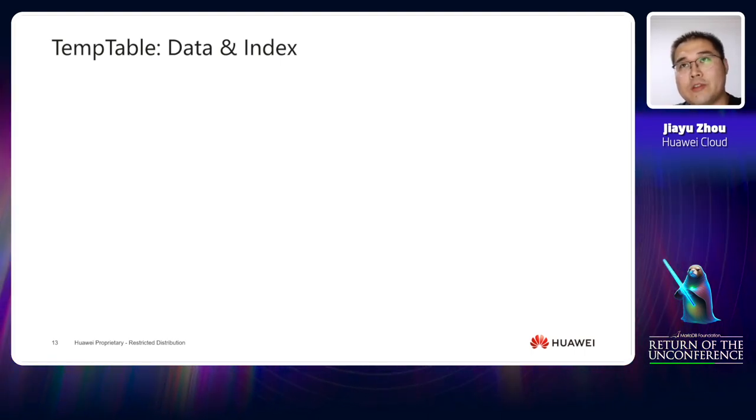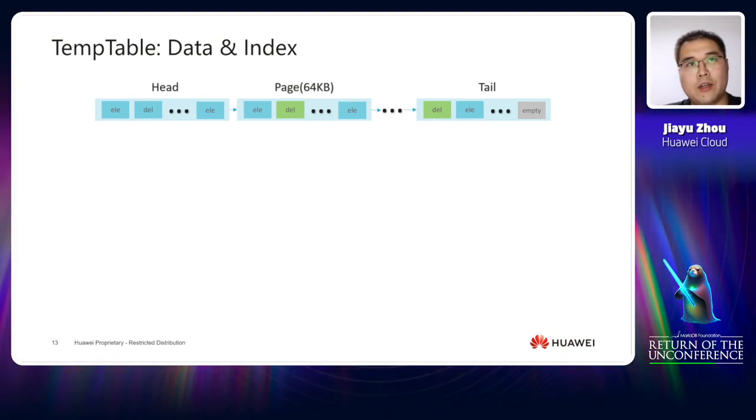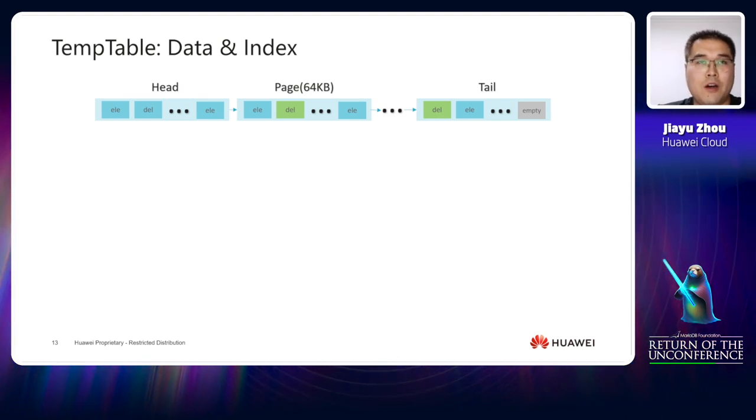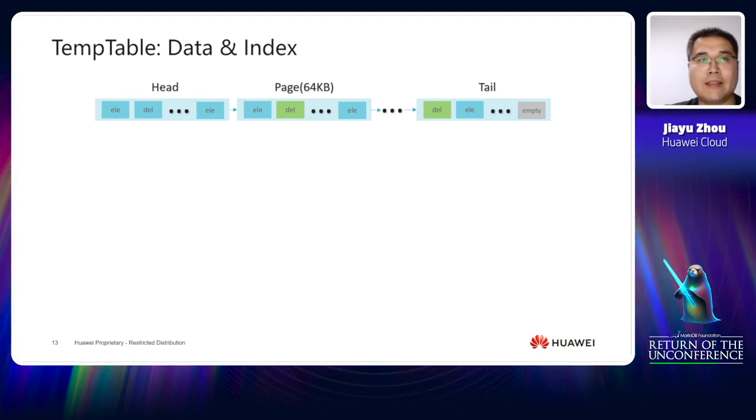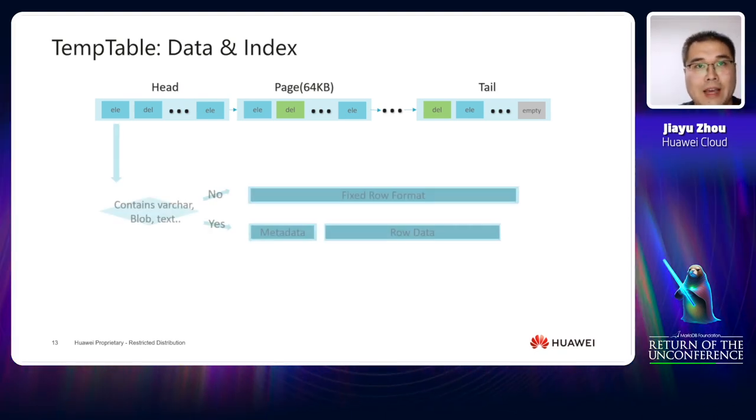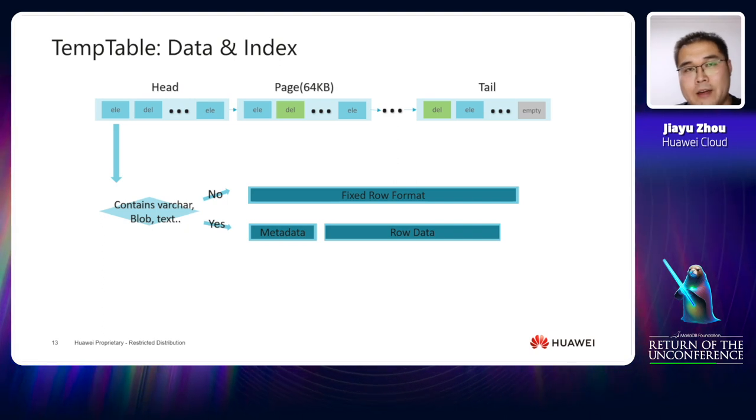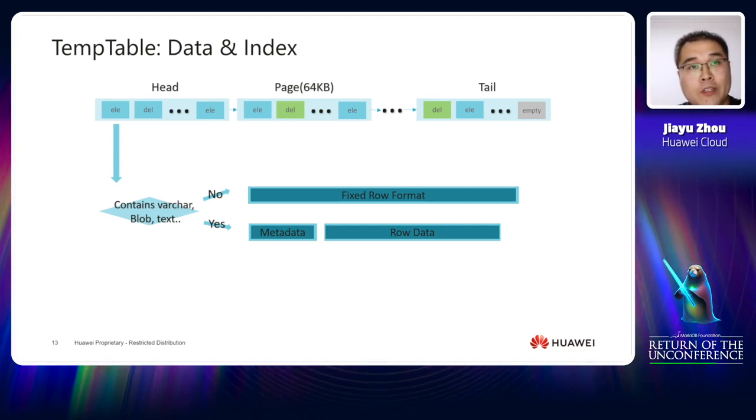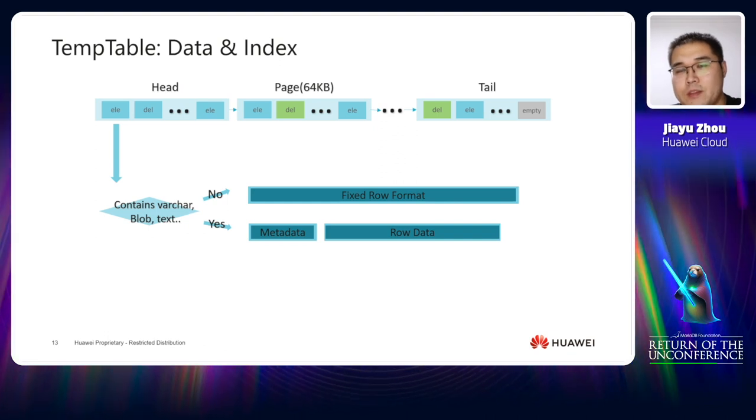And let's see how to store data and index in timetable. For data, timetable also stores it as pages. It's like a linked buffer, like a block linked list. Each block, or we can say each page, is 64 kilobytes, and it has a head and tail. If a record contains varchar, blob, text, or other dynamic fields, the block linked list will only store the metadata, and the real data will be stored in another place with a pointer.